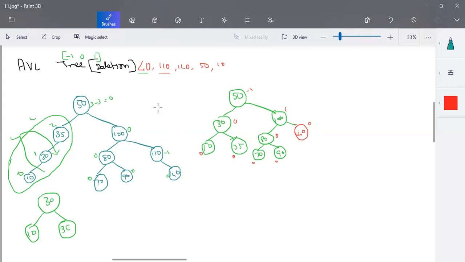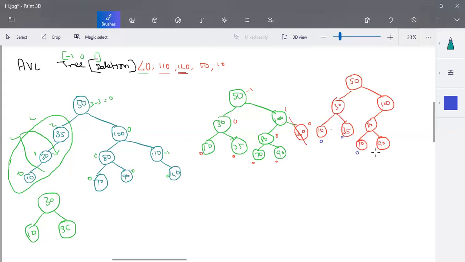So the next node to be deleted is 140. So 140 is a node that doesn't have any child at all. So what we do when we want to delete a node without any child is we can directly remove it from the tree structure. So now this is the resultant tree. I'll draw it again. You'll have 50 here, 30, 10, 35, 100, 80, 70, and 90.